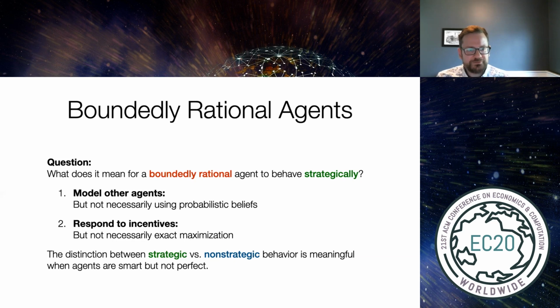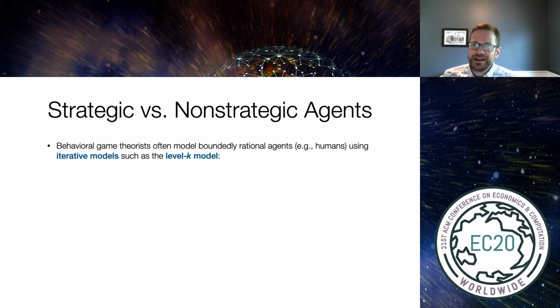So once you have these smart but not perfect agents, the distinction between behaving strategically and behaving non-strategically becomes meaningful. This becomes a question that you can meaningfully ask. So great, the question is meaningful, but is it interesting? We can ask it, but that doesn't necessarily mean we care. And so now I want to argue that you should care.